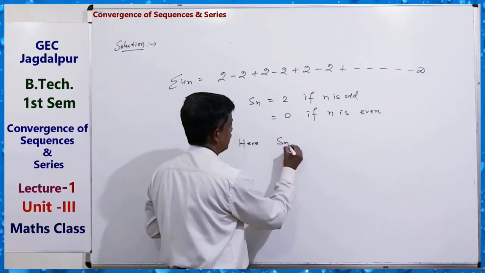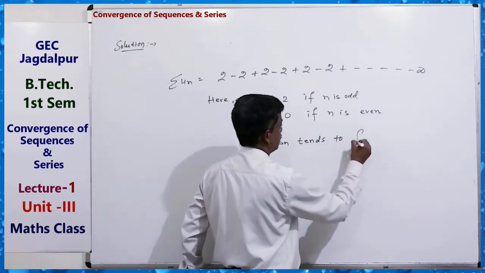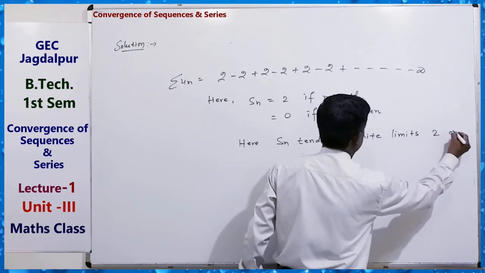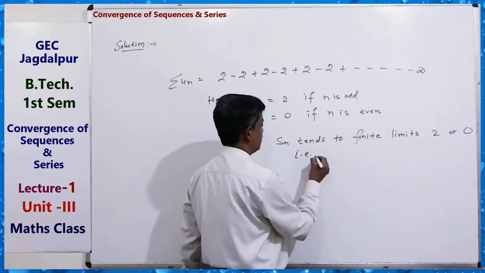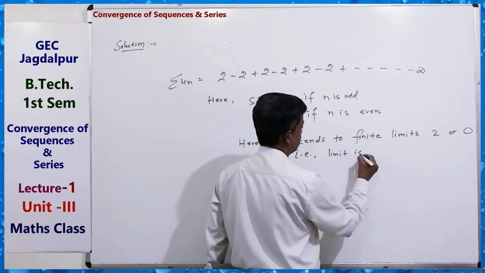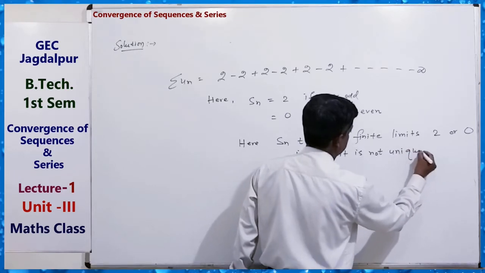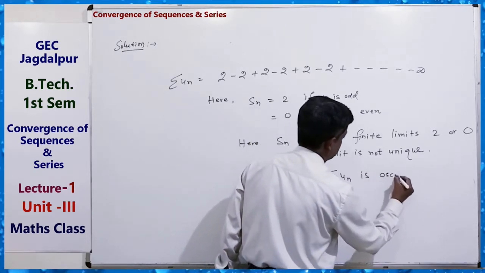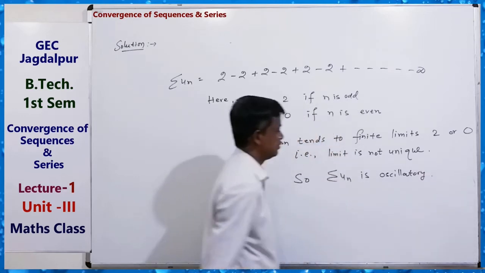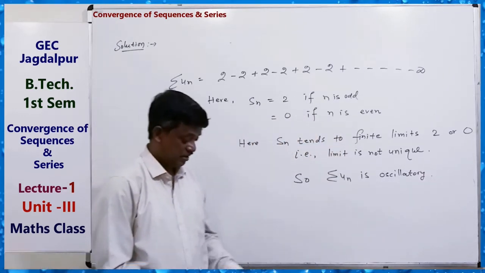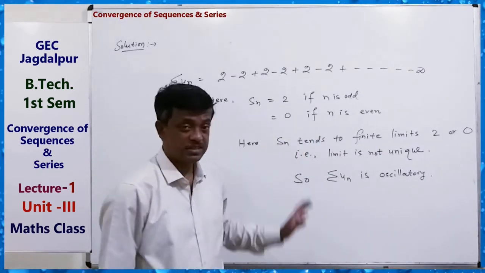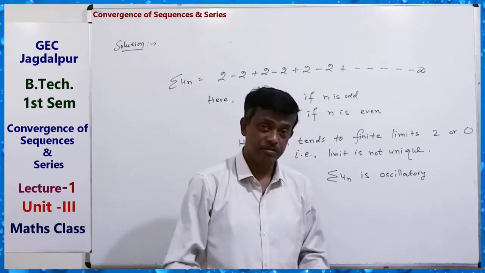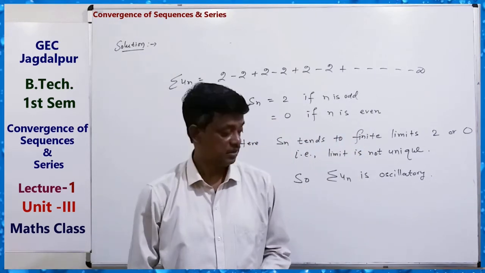Here Sn tends to finite limits, 2 or 0. That is, the limit is not unique. So the series is oscillatory. Okay. So finding the partial sum is always not possible, and very tedious and difficult. That's why we use different types of tests.